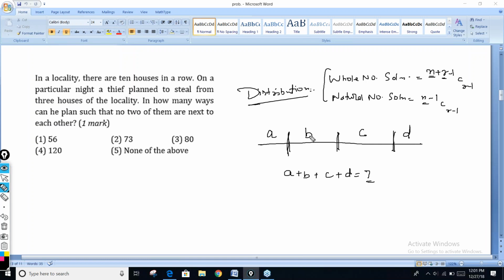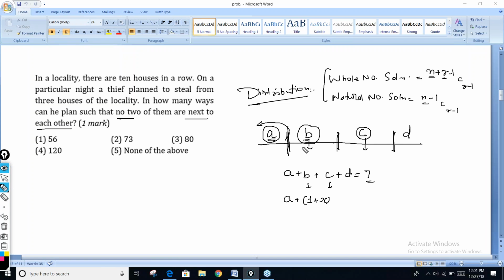Now, is it necessary that there should be a certain number of houses towards this left side? That may be the first house. No condition is contradicting. There may not be any house to the left side. But look at B. Between these two houses, there should be at least one house. I cannot take 0. If I take 0, then these two houses will be next to each other. But it is given that no two houses should be next to each other. So there should be at least one house between these two, and at least one house between these two. So what I'll do, I'll replace B with 1 plus something.